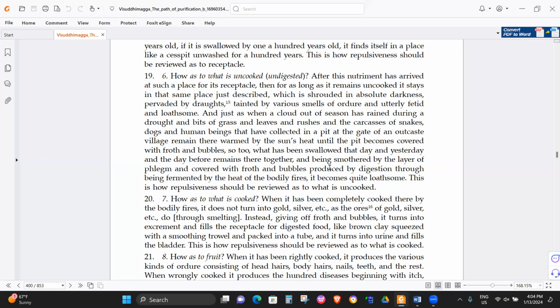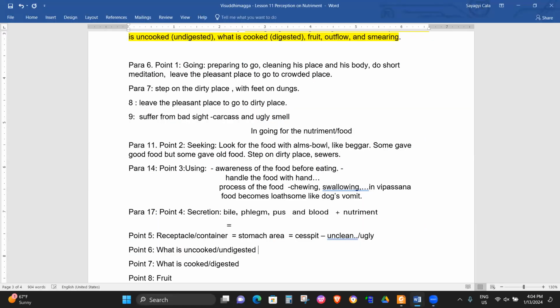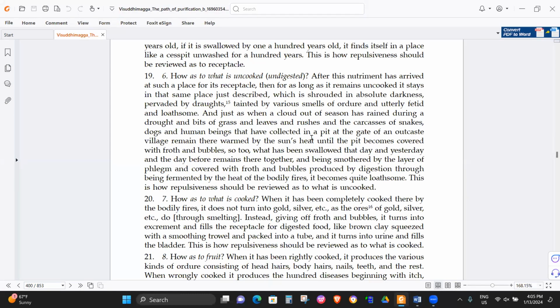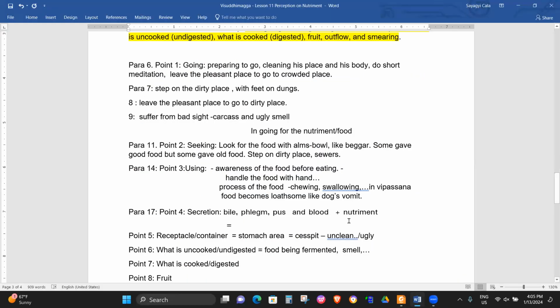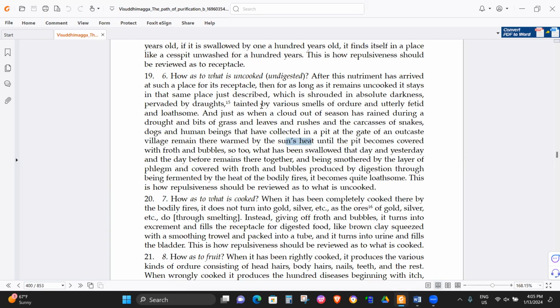Okay. So you're just trying to say the uncooked food also looks very ugly, right? The food is being fermented and the smell is also bad. The process of food actually looks ugly also. And then being heated, of course it must be warm, and then fermented, and mixed with many things, with the secretion and then smell and so on. Okay, so now this is talking about the food that is undigested, and the next one we're talking about the food already considered as digested and what will happen later.